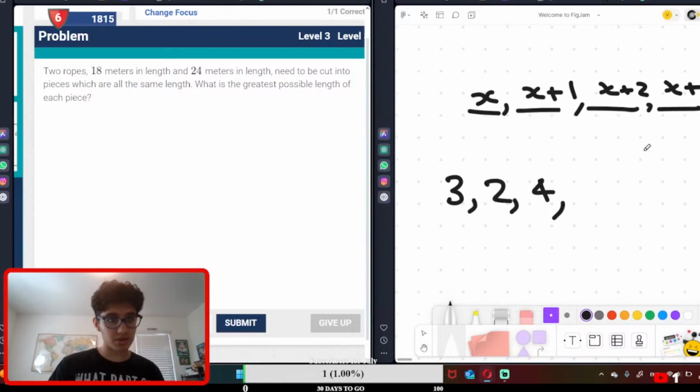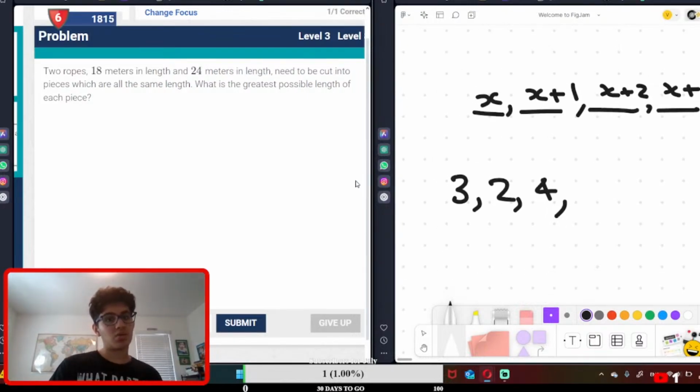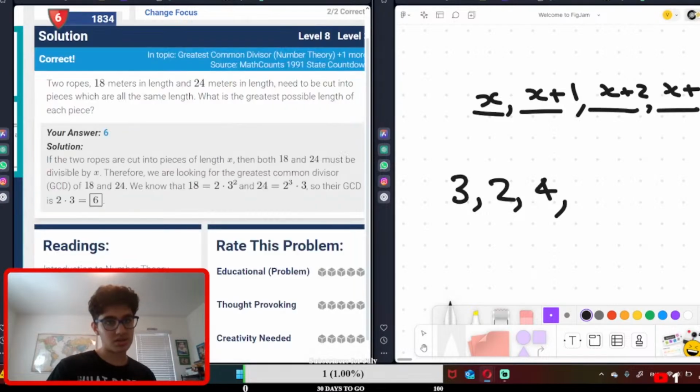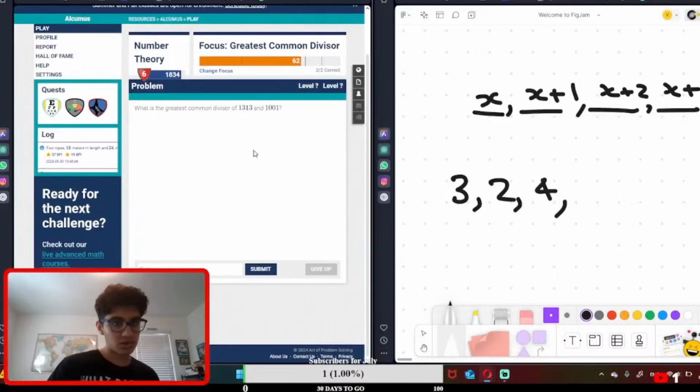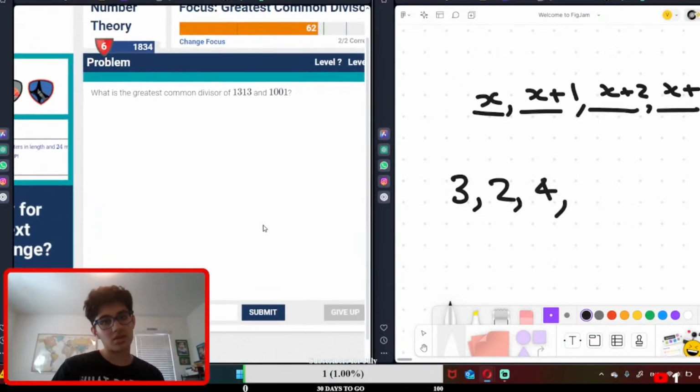Two ropes, 18 need to be cut into pieces which are the same length. What is the greatest possible length of each piece? It should be 6, right? That's the GCD. What is the greatest common divisor?